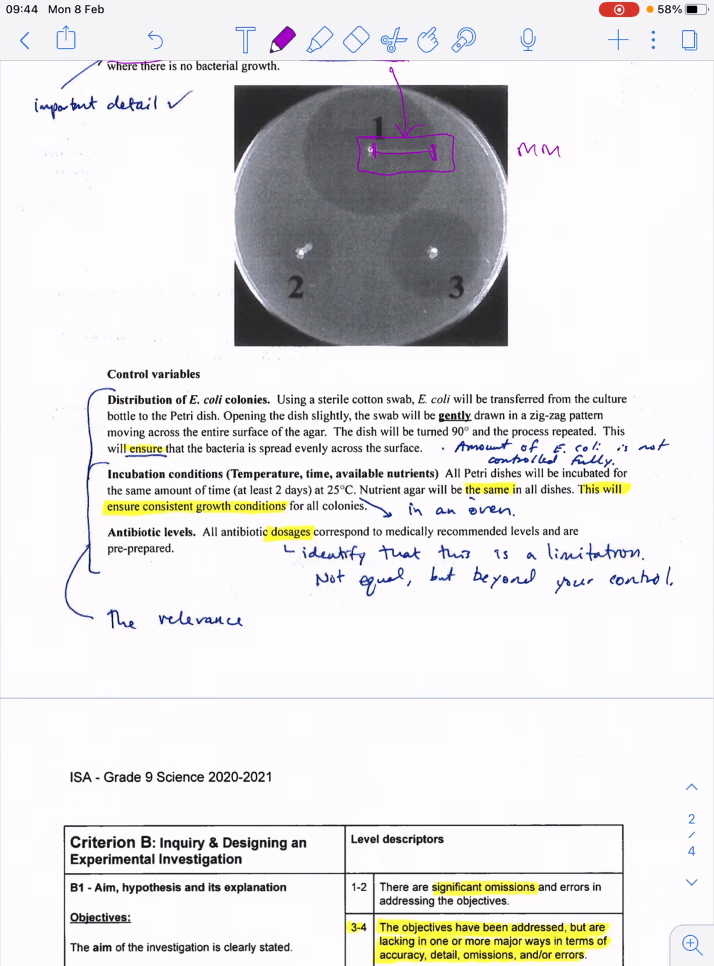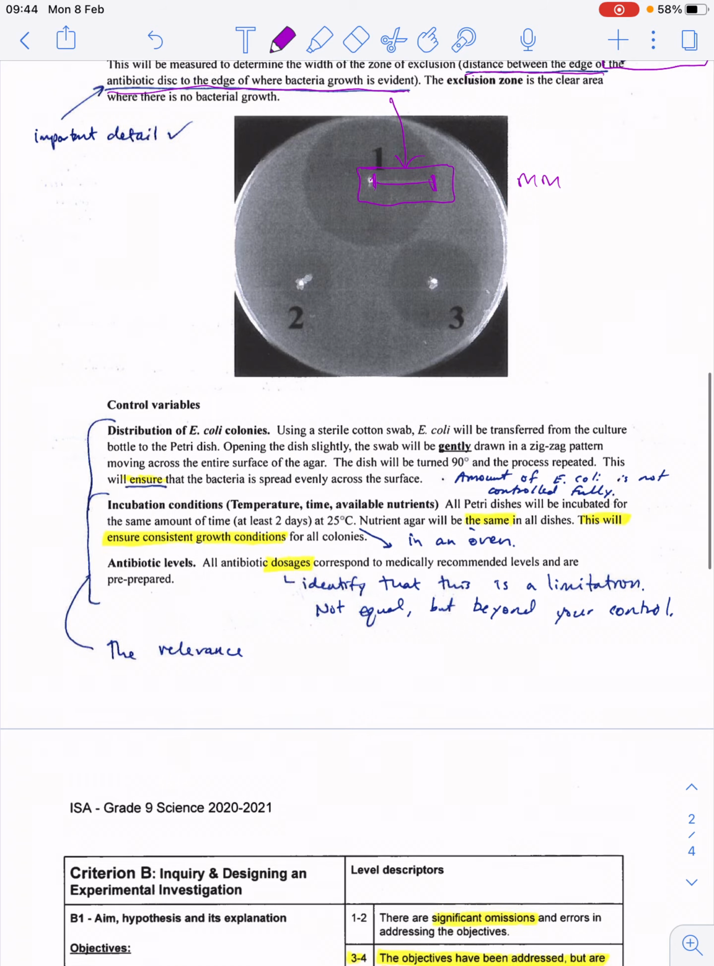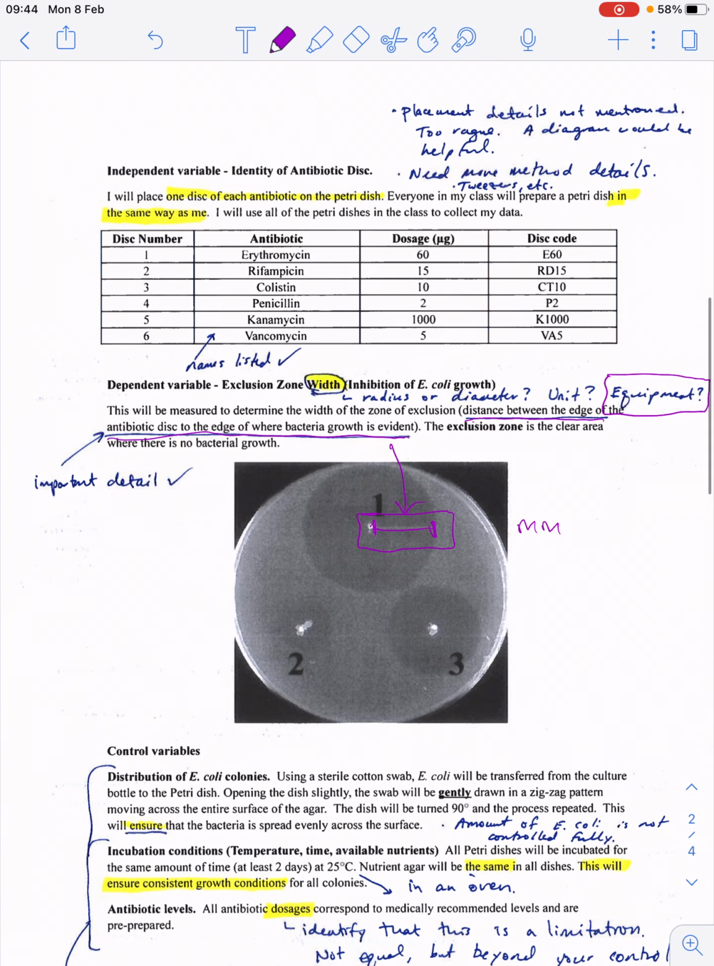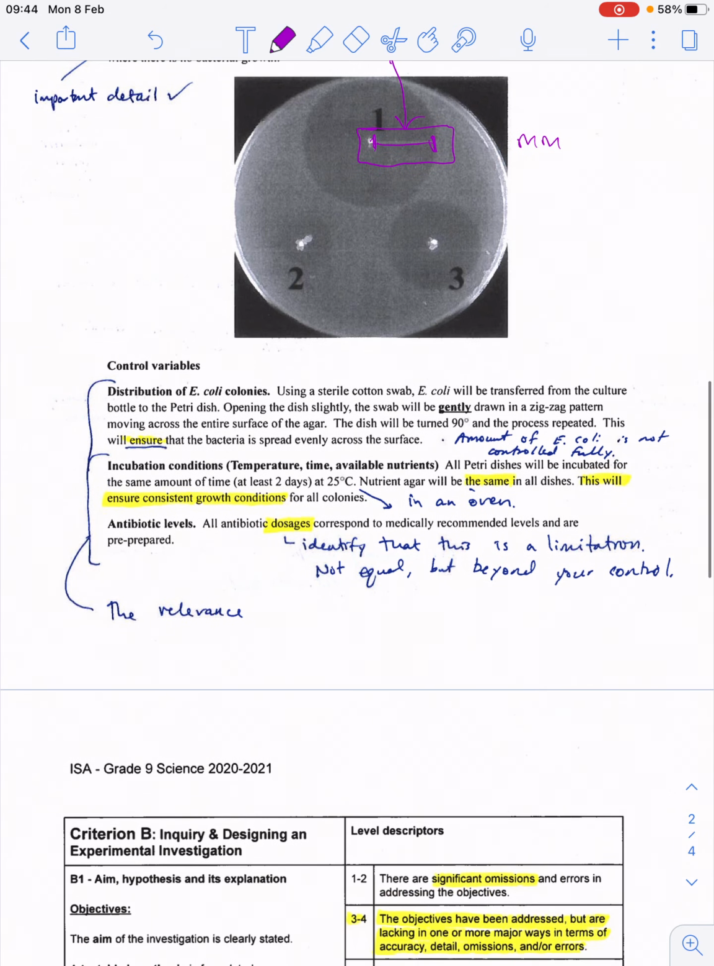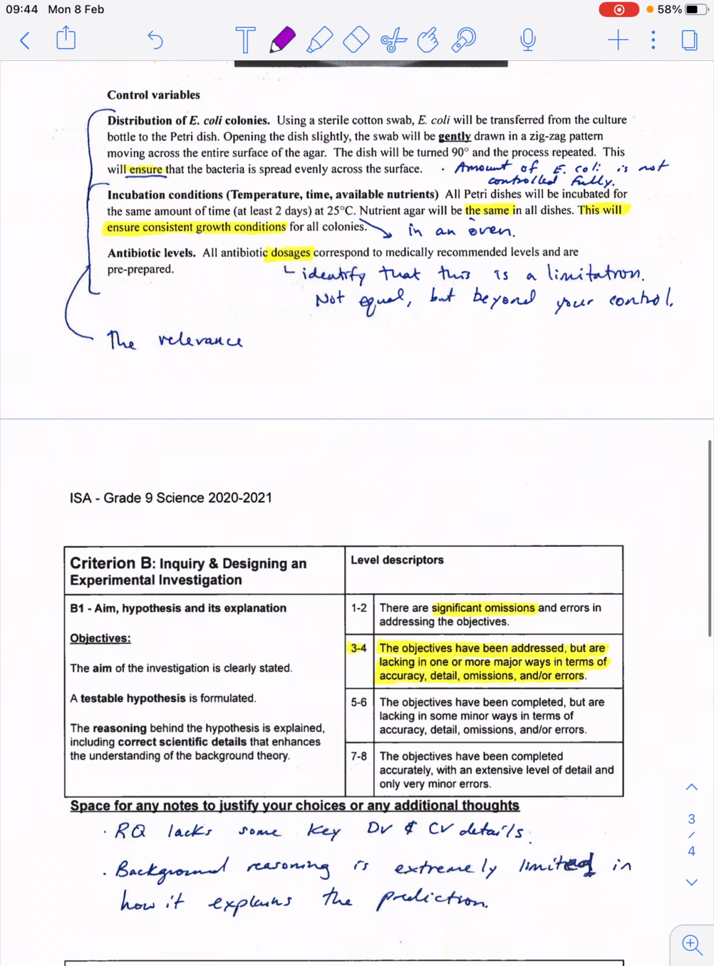Okay, and last one, control variables. So for B2, that other part, I'd probably give it in the 3, 4 category overall, really because the independent variable part is so lacking in detail. Dependent variable 5, 6, so we're kind of on the 4, 5 borderline for that section. And then control variables, distribution of the E. coli colonies. They do talk about the spreading method.